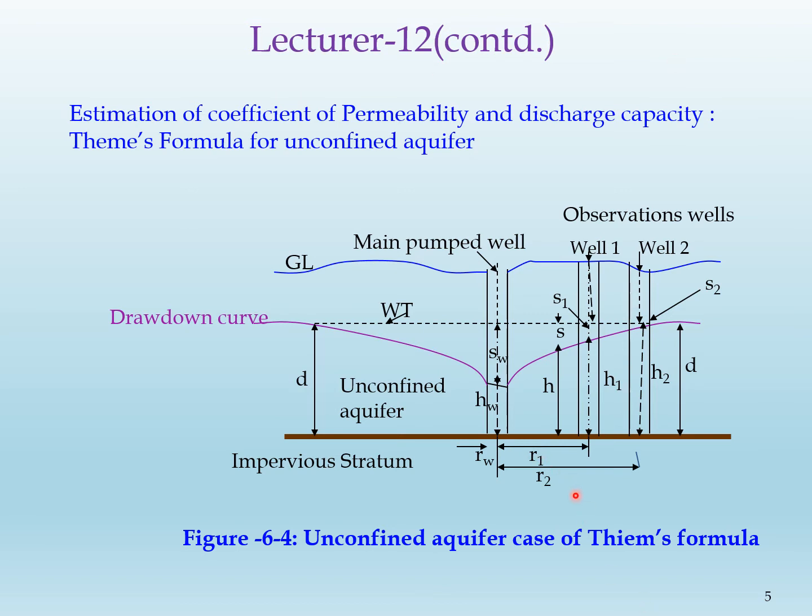R1 and R2 are the center to center distances from the main well to observation well 1 and observation well 2 respectively. RW is the radius of the main well.